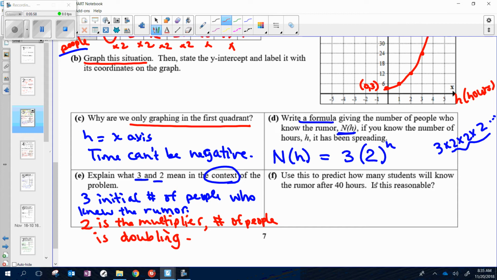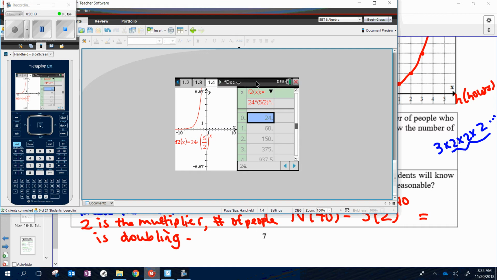Use this to predict how many students would know the rumor after 40 hours. Number of people after 40 hours would be 3 times 2 to the 40th. And if I go to my calculator, I might have calculated that somewhere. Let's see. Let me move back a page.